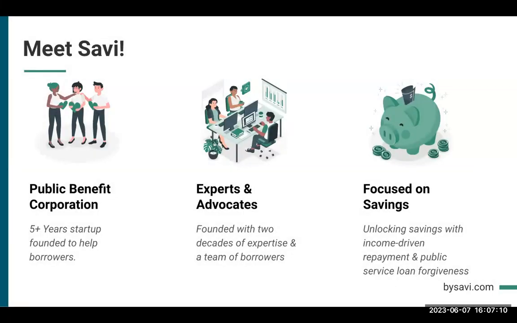So for those of you new to Savi, here's a little bit about us. We are a public benefit corporation, and we started around 5 years ago in order to help borrowers just like you all. We are run by experts and advocates that have over 2 decades of experience, and many of us also have student loans of our own. This means we have firsthand knowledge that helps us to help you even more. We're focused on savings, and we help you find savings through programs like income-driven repayment plans and public service loan forgiveness. If you're not familiar with those programs, don't worry, because we're going to cover them in more detail on some upcoming slides.